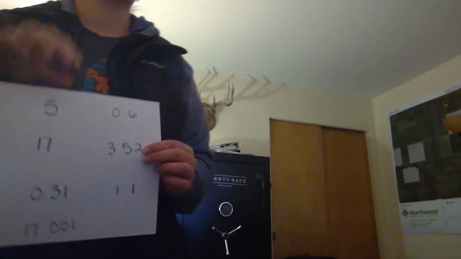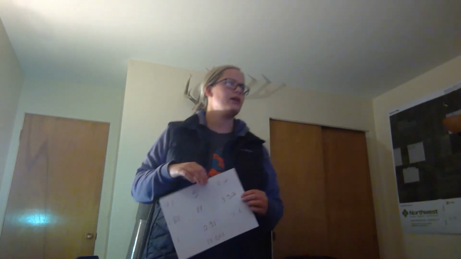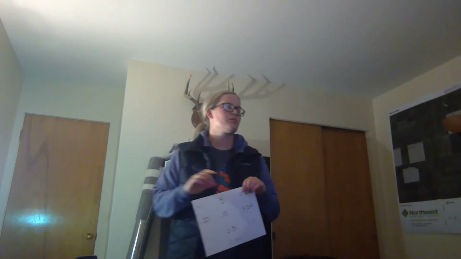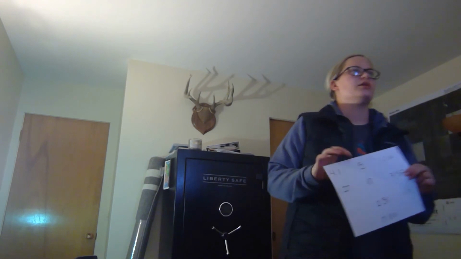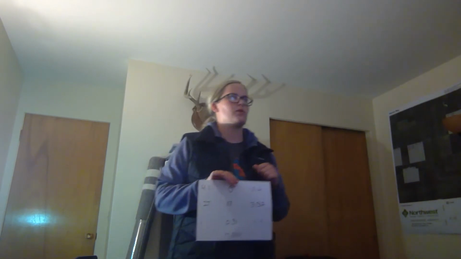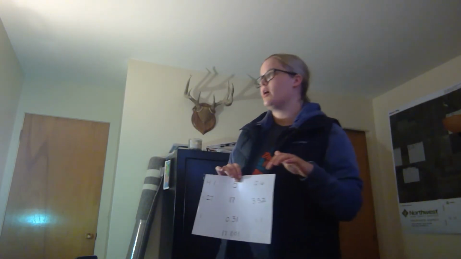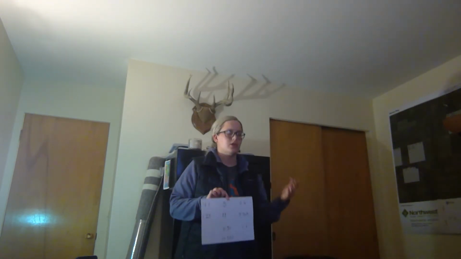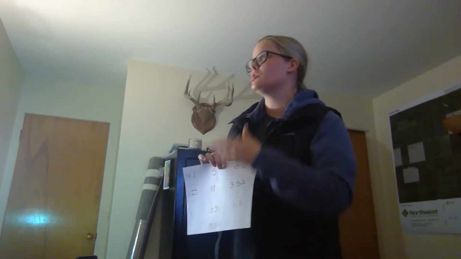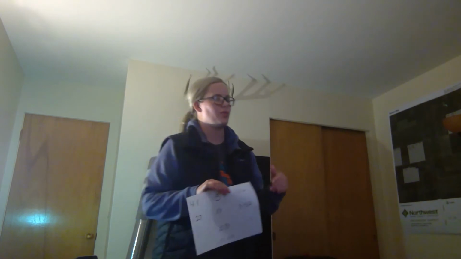3.52. Think about it and then join with your partner and discuss it. Group 3, what did you come up with? Decimal. What about you, group 4? Decimal? Everybody get decimal? Great job. It's a decimal because there is a decimal point and digits to the right of the decimal point.